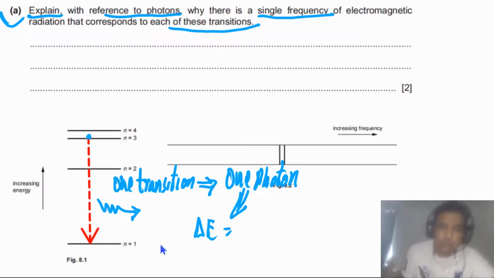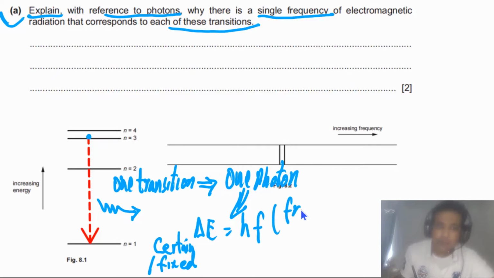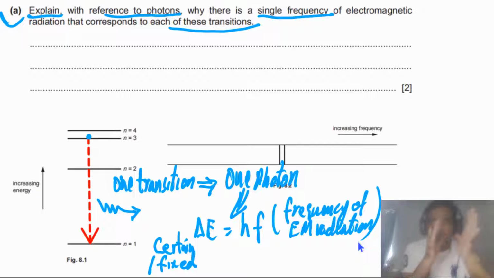So this is a certain amount of energy, or we can say this is a fixed amount of energy. Energy of photon is equal to hf. f is the frequency of EM radiation. So if we have the energy of the photon, we can figure out the type of EM radiation that photon belongs to. So this is the meaning of frequency of EM radiation.